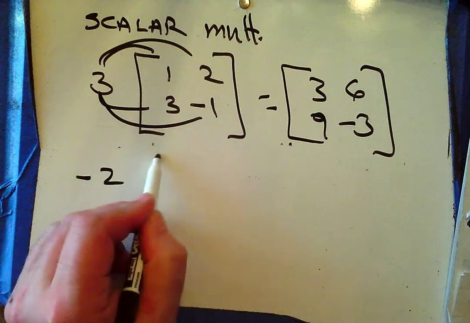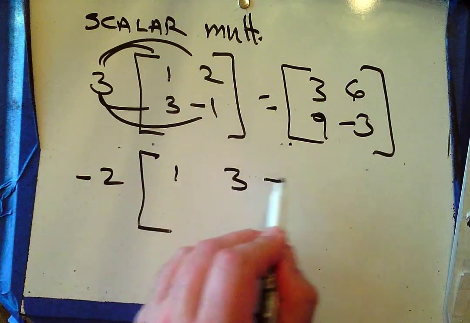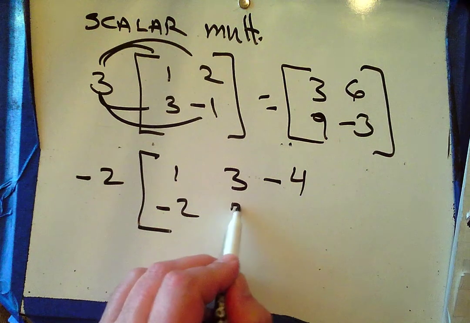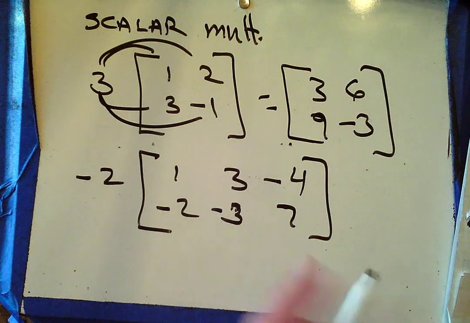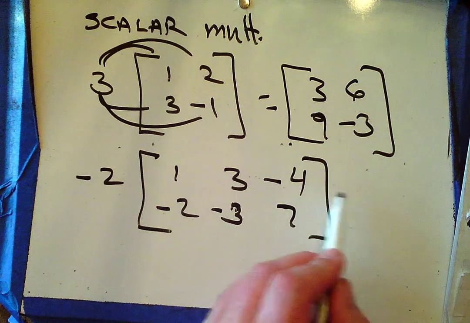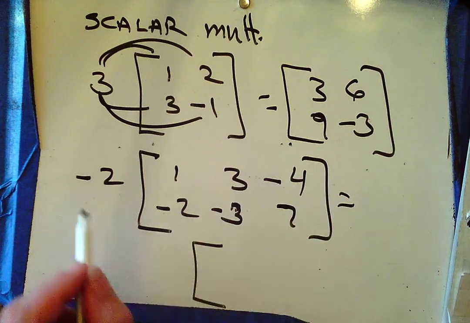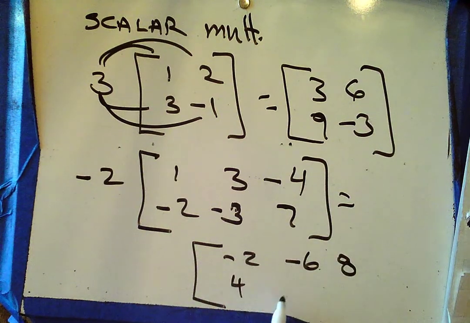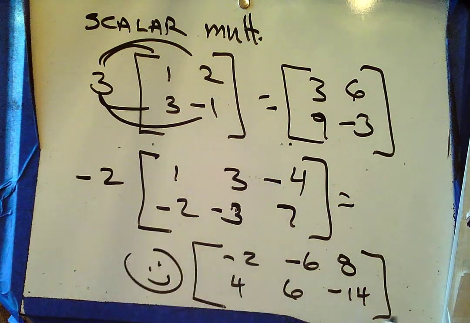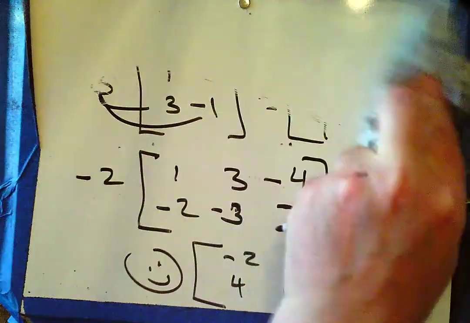Here, why don't you try this one? Okay, pause the video, do that scalar multiplication. Welcome back. So when I apply this scalar to this matrix, I get -2, -6, 8, 4, 6, -14. There, scalar multiplying. No problem. ACT? Nah, they are not afraid to ask you about scalar multiplication.